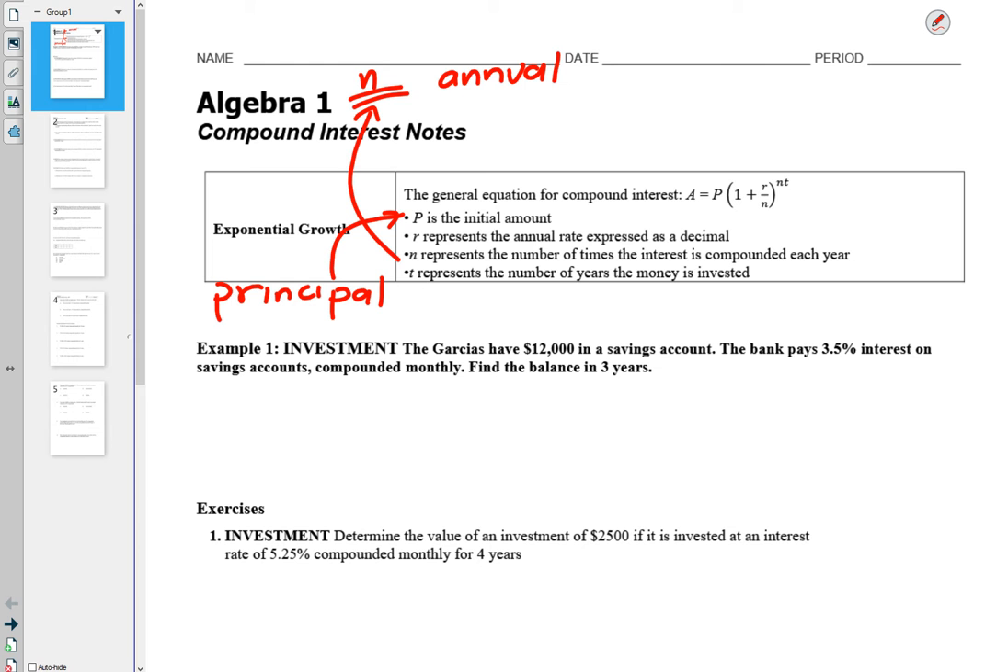If you see the word annual, where the N goes, these are all words that are associated with N. The N is one. Quarterly is another common one. How many quarters are in a dollar? Four. So if you see the word quarterly, put a 4 where the N goes.